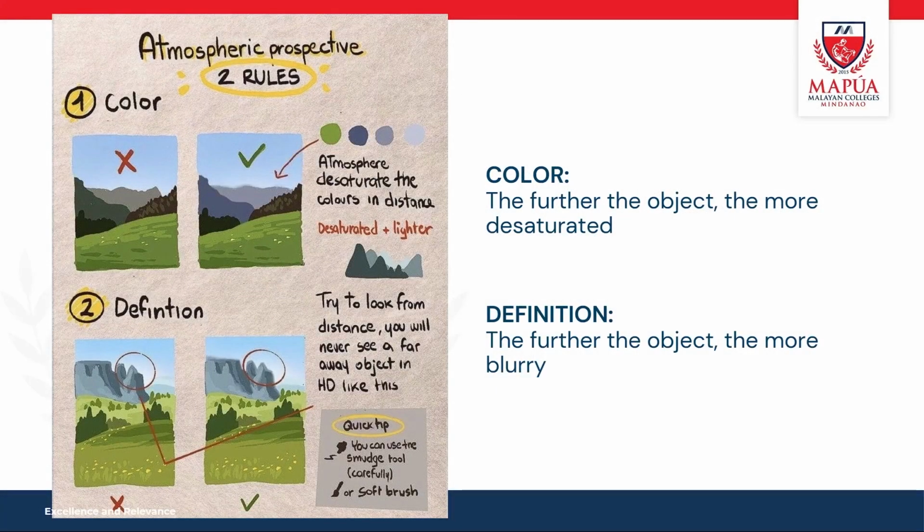As for color and definition, the idea of color is that the further the object is, the more desaturated it becomes. And in definition, the further an object is, the blurrier it becomes. This is because the air in the atmosphere will eventually distort objects in the distance. So if you are drawing, let's say, a person wearing a red dress, the further they get from the perspective or from the camera, their red dress must get desaturated. At the same time, they must get blurrier.